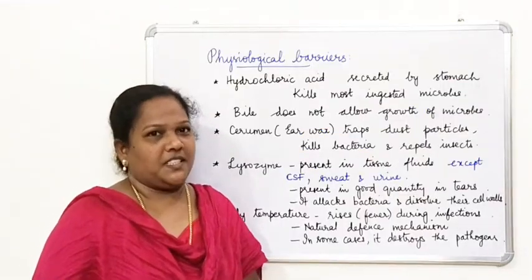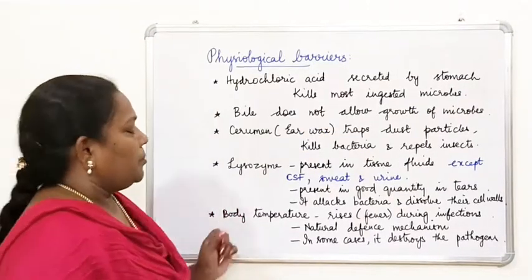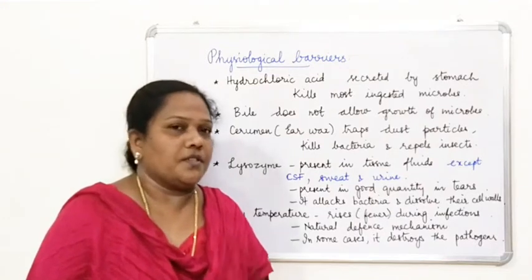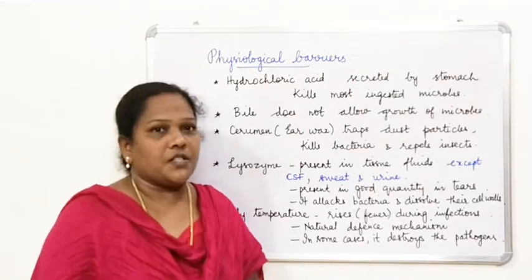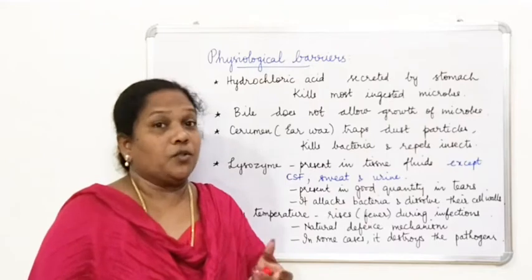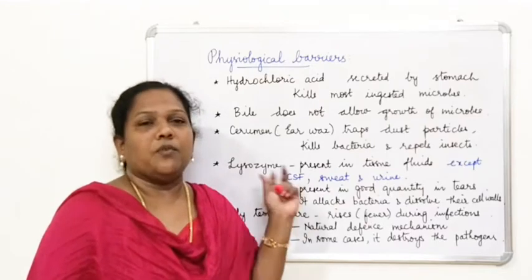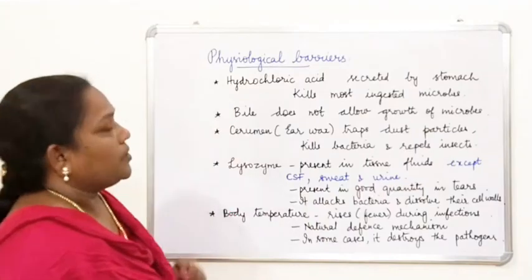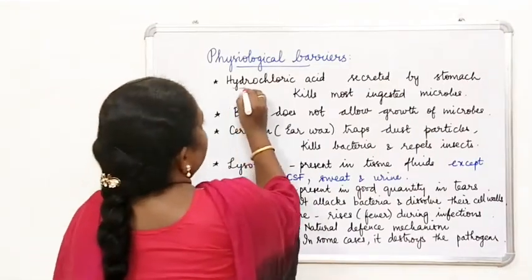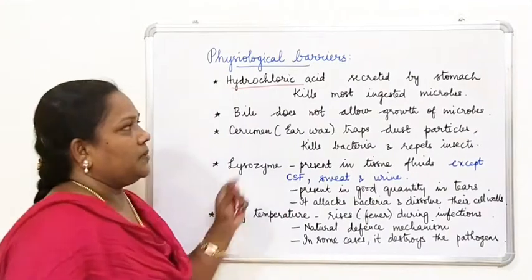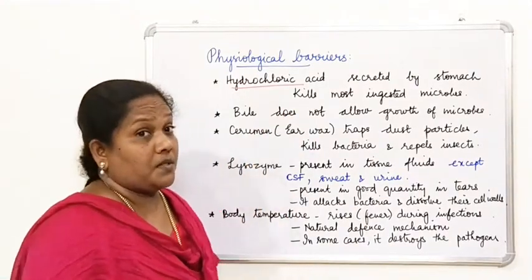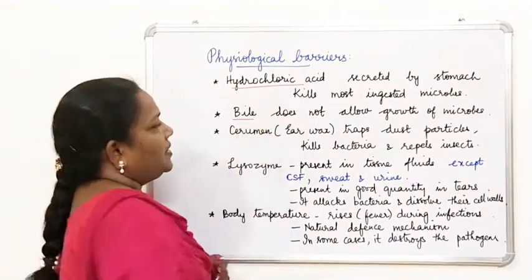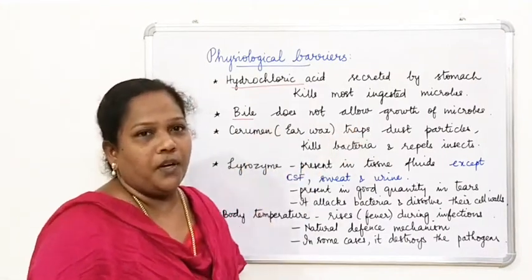The second one is the physiological barrier. Here body temperature, the pH of some body fluids, and even some body secretions all prevent the growth of microbes that cause diseases. One of the factors belonging to this barrier is hydrochloric acid, which is normally secreted by the stomach and kills most ingested microbes. The next one is bile, which also does not allow the growth of microbes.